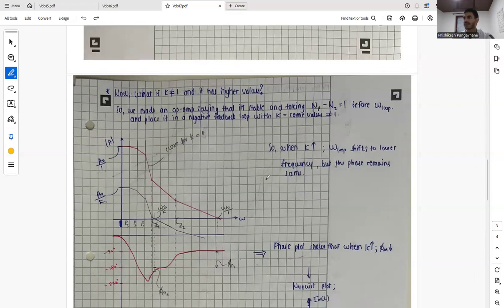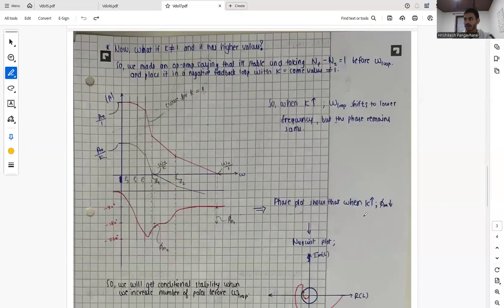We can say that when the value of k increases, omega loop shifts to the lower frequencies, and the phase remains the same. So the phase plot shows that when k increases, the phase margin actually decreases in this case, because we are getting a negative phase margin.